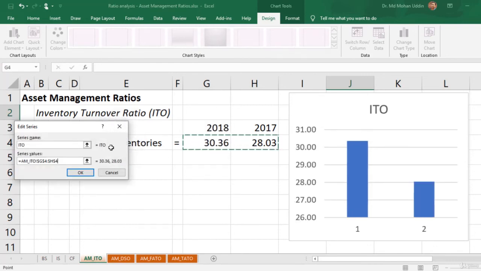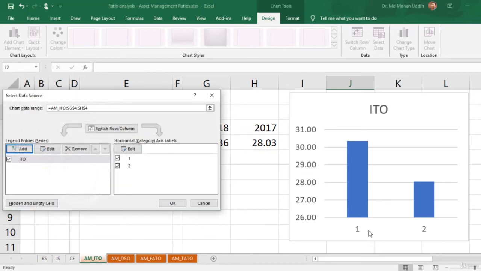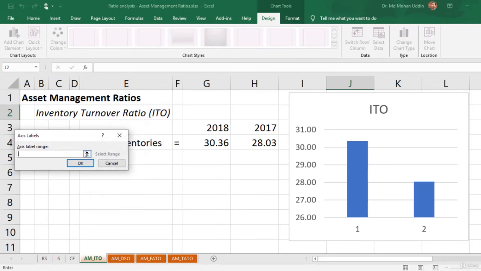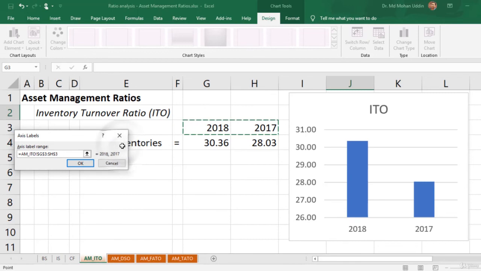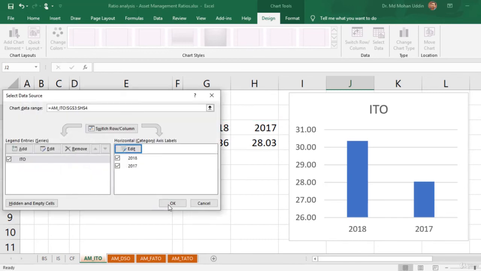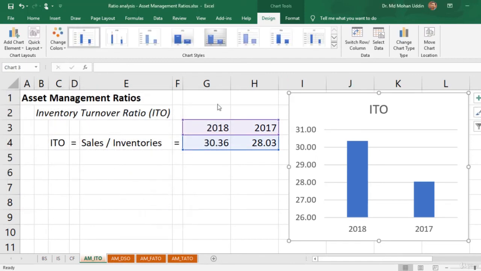You can already see that, but one thing is remaining. We have to place the year in the series title. Those are in fact in cells G3 and H3. So we have selected that, and you can see that the chart is clearly showing the inventory turnover ratio comparison between the years 2017 and 2018.